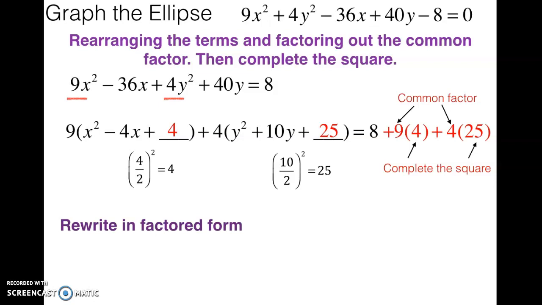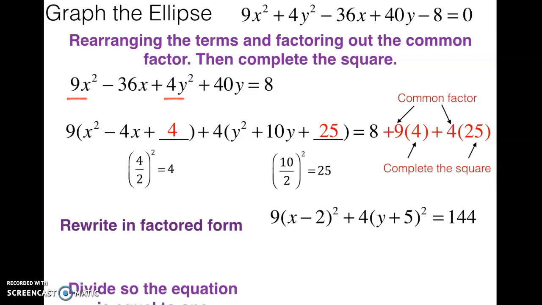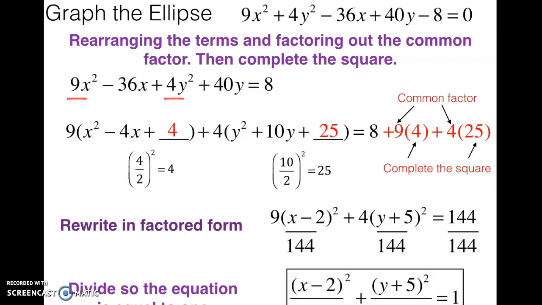We're going to rewrite them into factored form. So 9 times (x minus 2) squared plus 4 times (y plus 5) squared equals 144. The standard form of the equation has a 1 on the left side or the right side of the equation, so we're going to divide everything by 144. Once we simplify 9 over 144 and 4 over 144, we have (x minus 2) quantity squared over 16 plus (y plus 5) quantity squared over 36 is equal to 1.